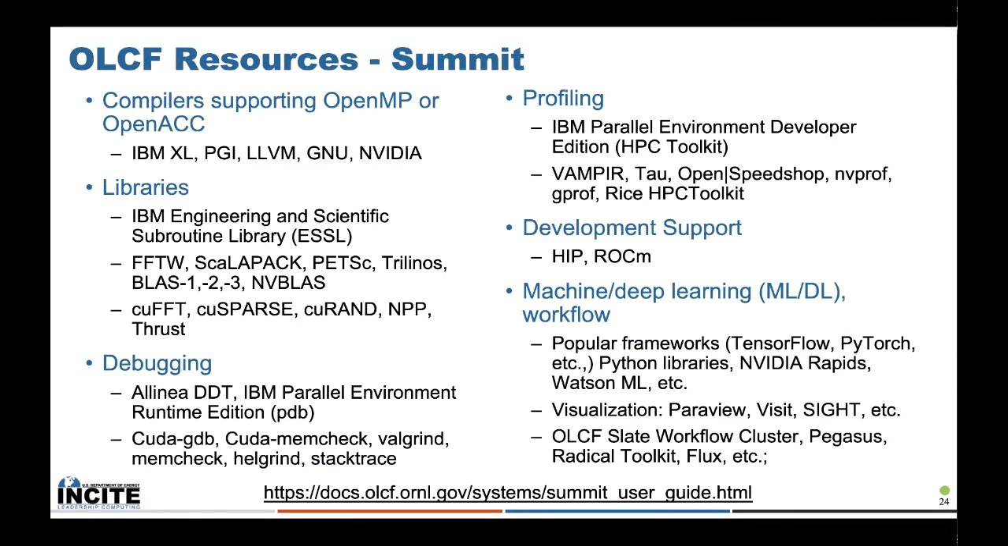Obviously we have compilers from IBM, from NVIDIA, it's PGI, and we also have LLVM and GNU, and we have a bunch of libraries which could help you with the math-heavy parts of your applications. It's IBM ESSL, and fast Fourier transform, ScaLAPACK, and different levels of BLAS, and also NVIDIA proprietary libraries like cuFFT, cuSPARSE, and so on.